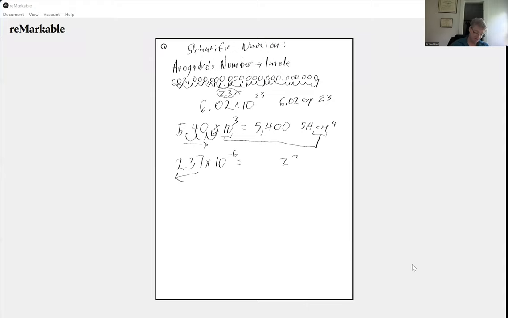So 2.37, and how many spaces do I move it to the left? 6. So it'll be 1. Remember that first non-zero number is always the first one. 1, 2, 3, 4, 5, 6. Didn't give myself enough room. Let's do this again so I have a little more room. 1, 2, 3, 4, 5, 6. So I put the decimal point here. Every space that I skipped over becomes a zero.